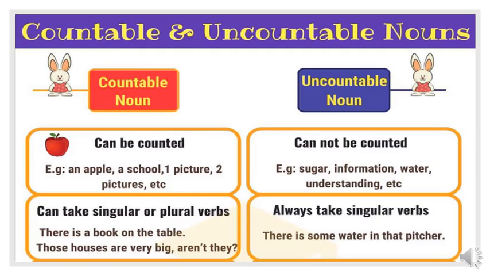So you should always remember that countable nouns can take singular or plural verbs. It depends on the noun itself. If we say 1 book, then is. If we say 3 books, then it should be are. However, uncountable nouns are always singular. For example, if I say water, I cannot say water are. I should say water is, sugar is.